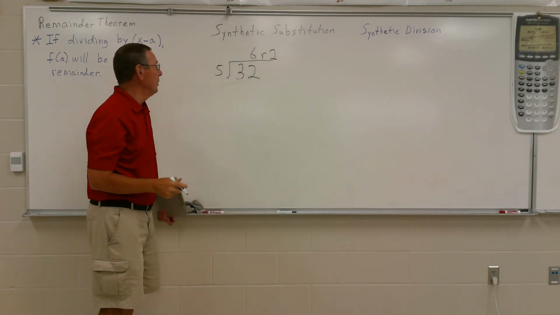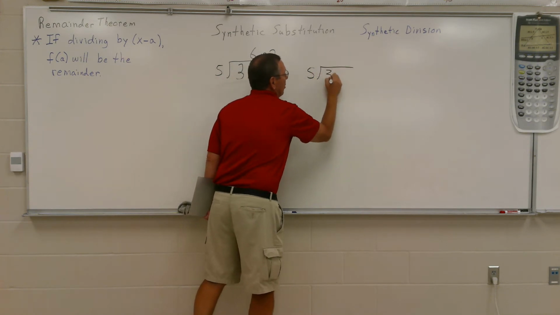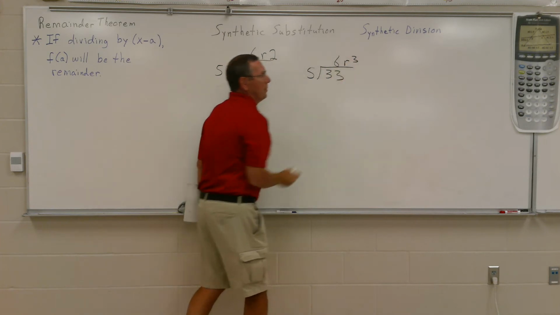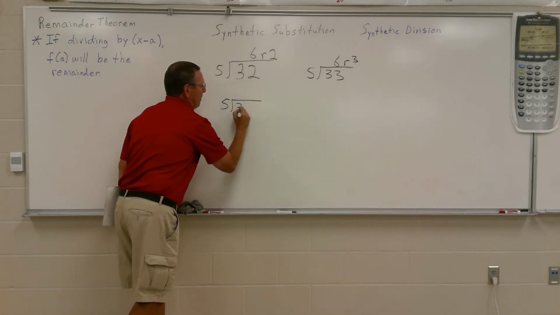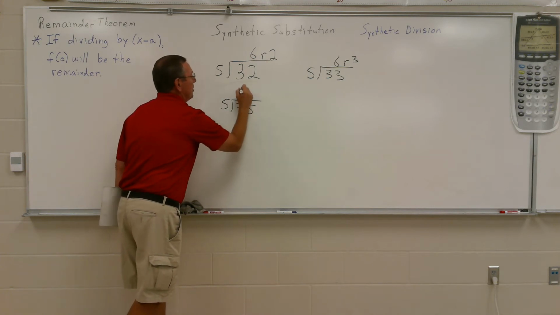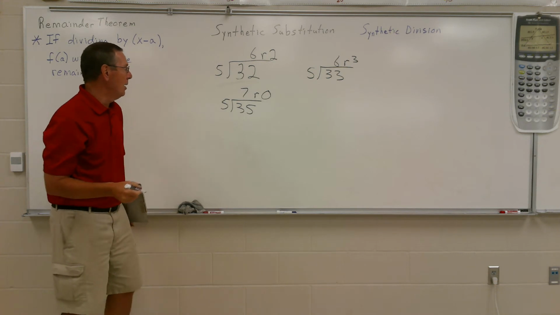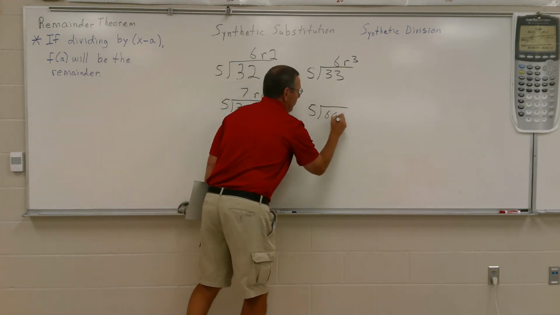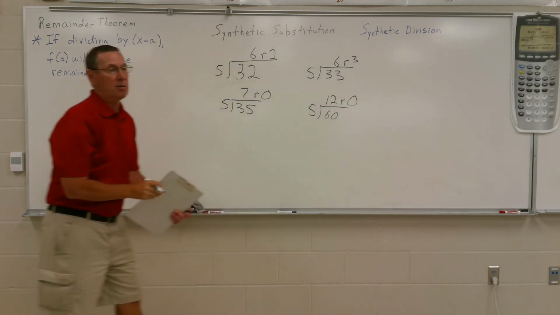6 remainder of 2. Is 5 a factor of 33? You guys should know right away it isn't. That goes in there 6 times, and we'd have a remainder of 3. Is 5 a factor of 35? That goes in there 7 times, and we'd have a remainder of 0. There's none left over. Is 5 a factor of 60? It goes in there exactly 12 times, we have a remainder of 0.